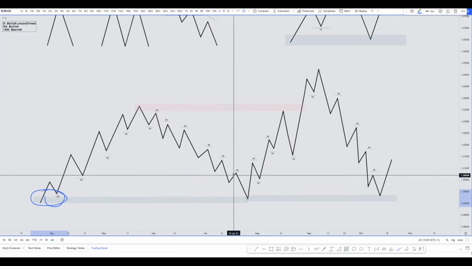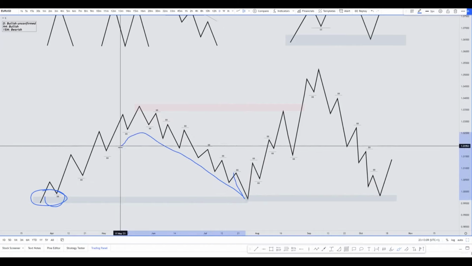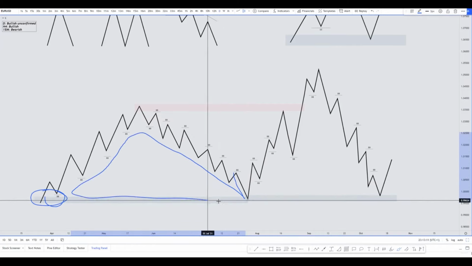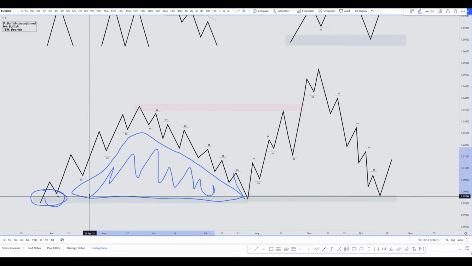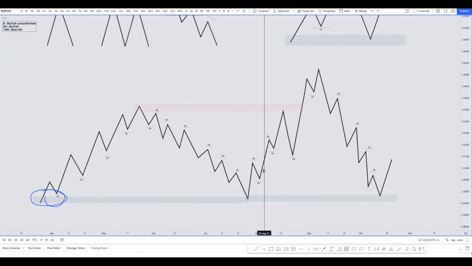So a lot of times you'll see the whole range get wiped. Think of it as a bowl and it gets filled. And as soon as this liquidity void is filled, we can expect an abrupt move from the external range liquidity.